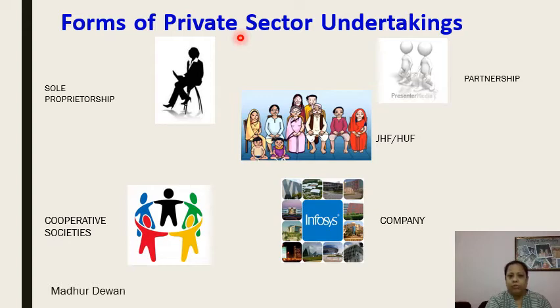So there are different forms of private sector enterprises which we are going to study in this chapter: sole proprietorship, partnership, JHF. It is also called HUF. JHF means Joint Hindu Family Business. HUF means Hindu Undivided Family Business. Then we have cooperative societies and the company form of the business. But today in this session, we are going to take up only the meaning and the features of sole proprietorship business.